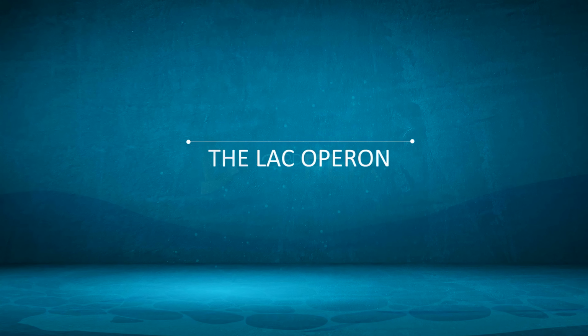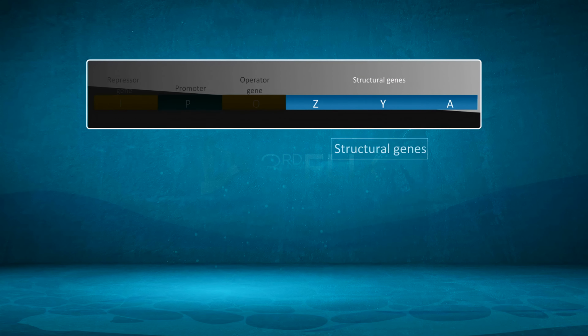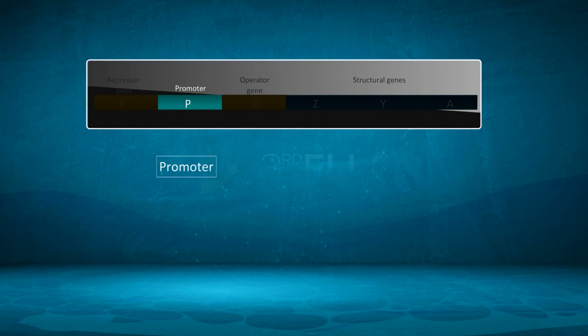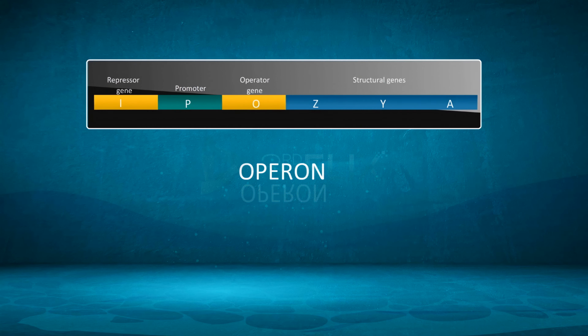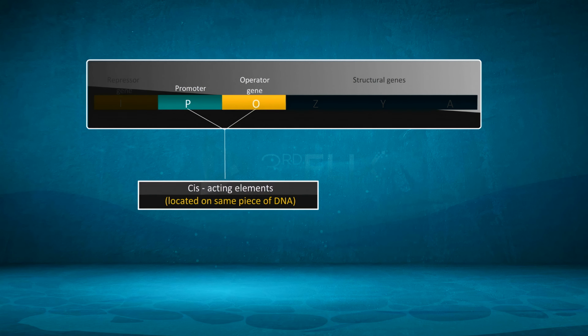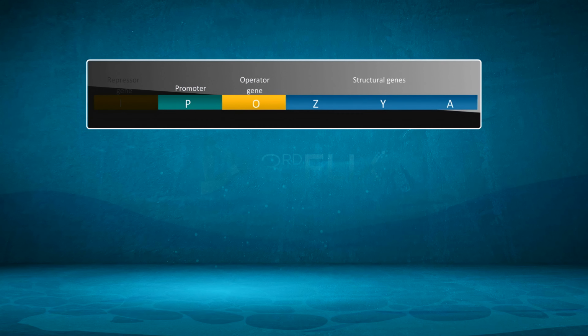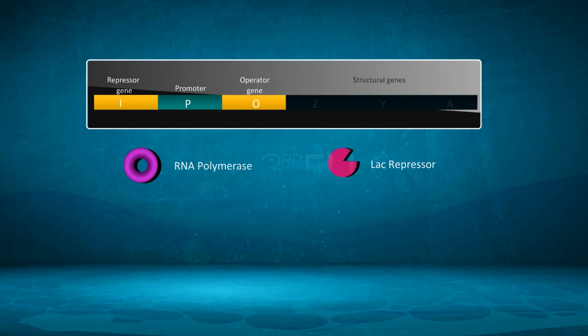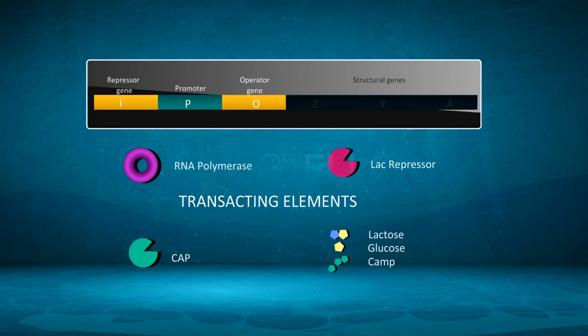The Lac Operon. A genetic unit comprising one or more structural genes and an adjacent operator-promoter region that controls the transcriptional activity is called an operon. Operator and promoter are cis-acting elements which are located on the same piece of DNA. These are situated before the structural genes. The molecules which attach themselves at sites away from the structural genes on the piece of DNA constitute trans-acting elements.